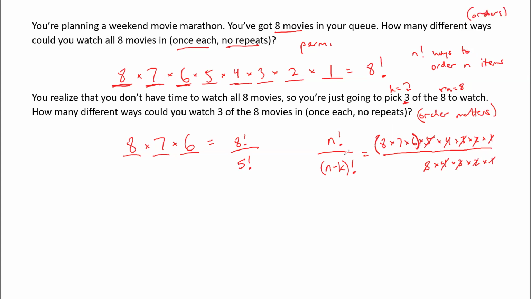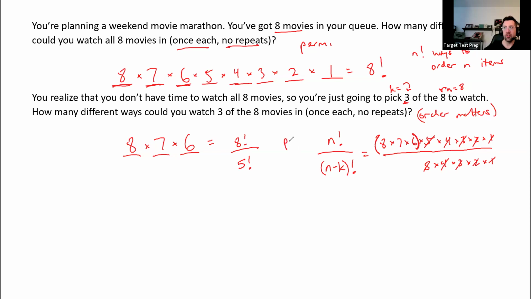Okay. So this is the permutation formula. I'll try to spice it up for you. Okay. Any questions about that? So this again is a permutation. This is the permutation formula for choosing k items from n items.